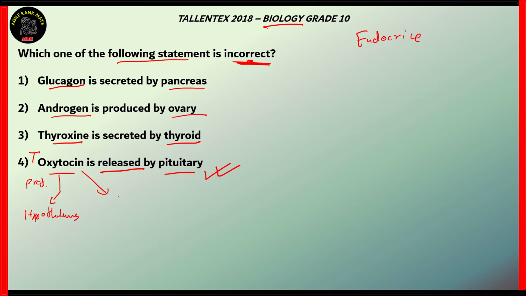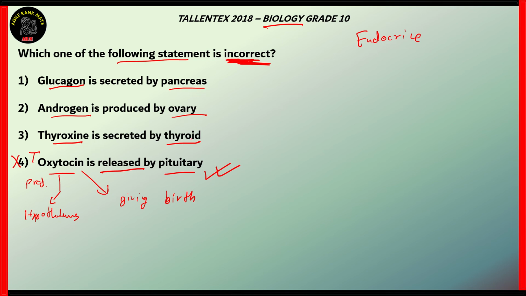Now, oxytocin, the hormone, is actually responsible for giving birth, because this hormone forces the muscles in the uterus to contract, which results in more production of oxytocin, which leads to more contractions, which eventually leads to the birth of the baby. So oxytocin released by the pituitary is a true statement. And because it's a true statement, the option is incorrect. We're looking for something that's incorrect. So remember, the key word is incorrect.